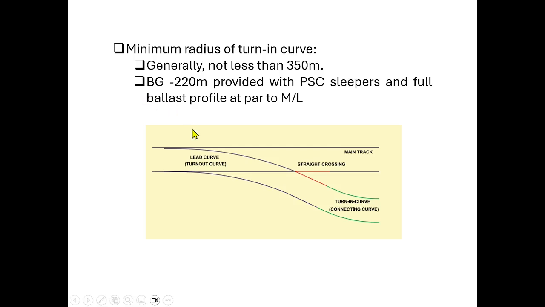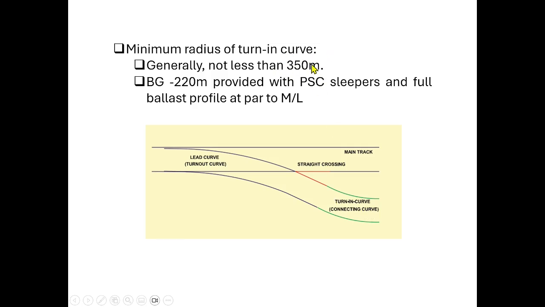And in case of the turning curve also, you must ensure that at any cost the radius of this turnout curve is adequate. Turning curve means what? After the crossing, the line turns inside towards the main line and runs parallel to it. That is called the turning curve. Generally, this should not be sharper than 350 meter.